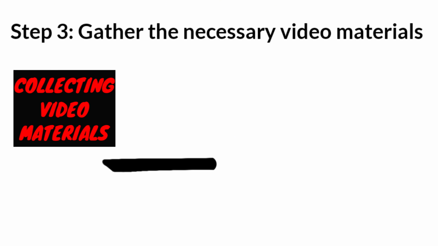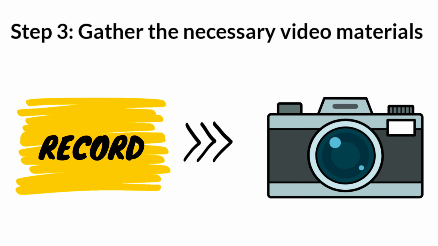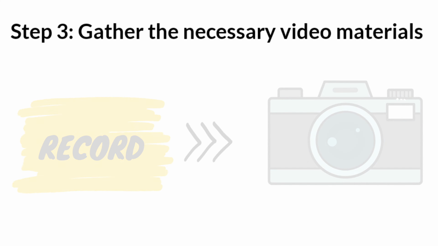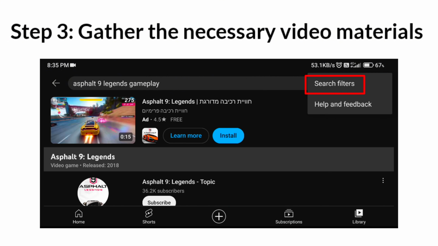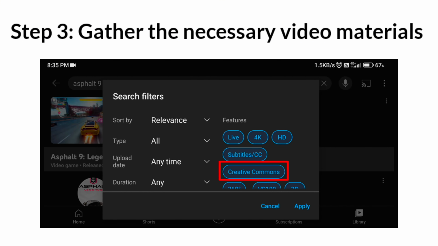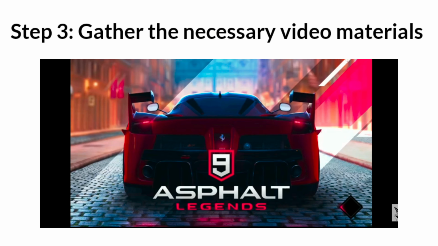Step 3. Gather the necessary video materials. Collecting video materials is one of the hardest parts because the necessary footage often needs to be recorded. But there's an easier way. Open YouTube and search for the video you need. Click here, then select Search Filters. Now, click on Creative Commons. You'll see many videos. These videos are copyright-free, meaning you can use them in your content.